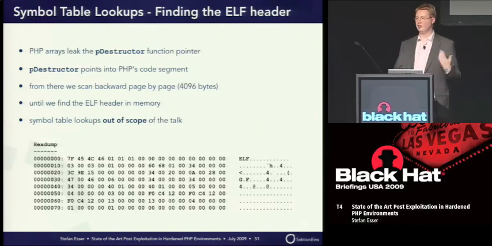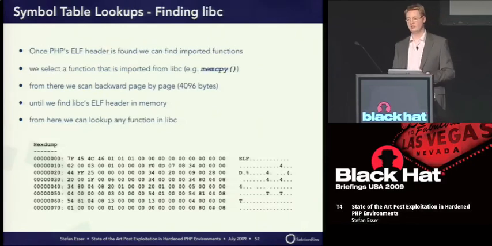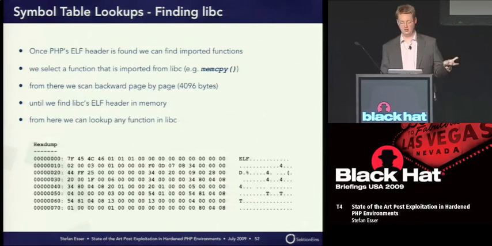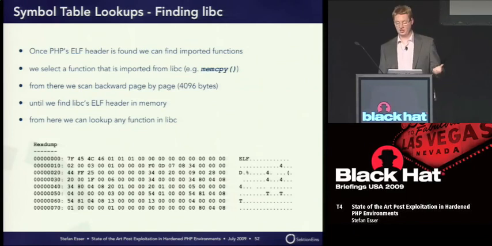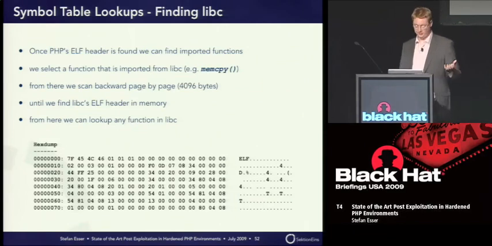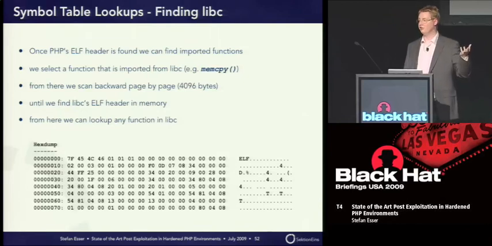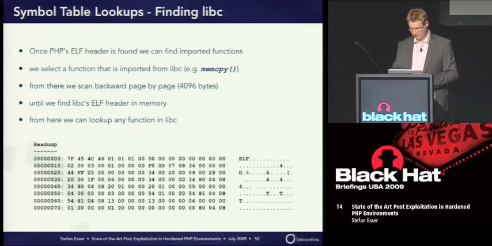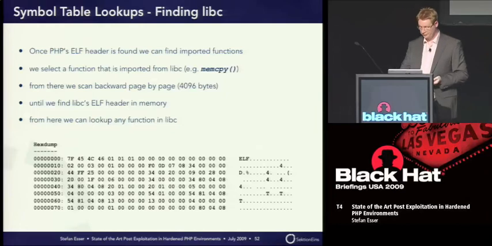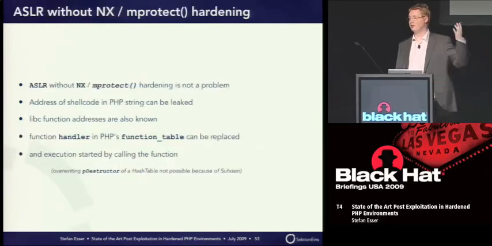Once you found the ELF header of PHP, the next thing you want to do is to find the libc. To do this is very simple. You just go to the imported function list, you look up memcpy, and from this address, you go again backward until you find the ELF header again, and then you have found the start of the libc. So it's no problem to find exactly where in memory PHP is or wherever the libc is. And after that, of course, you can look up any function in libc.